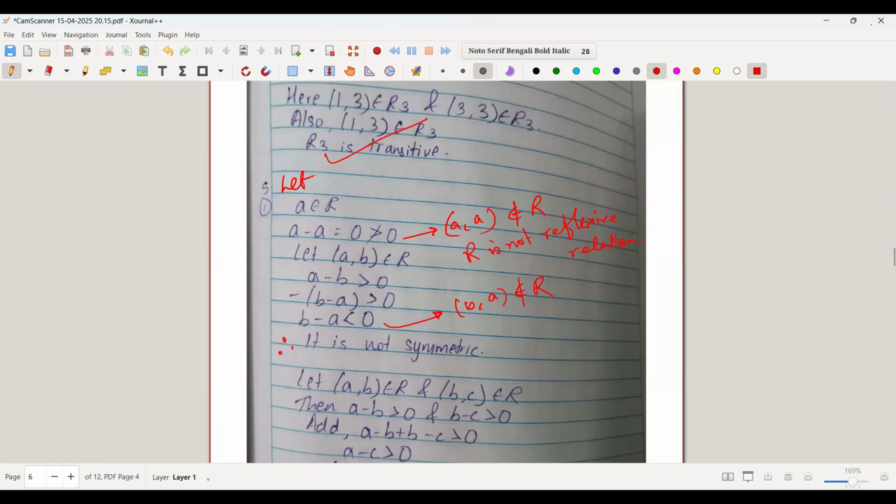Therefore it is not symmetric, because if (a, b) belongs to R, that means a minus b is greater than 0, because this is how the relation is defined. But b minus a is not greater than 0. This implies that (b, a) does not belong to R. So that is why it is not symmetric. Okay.